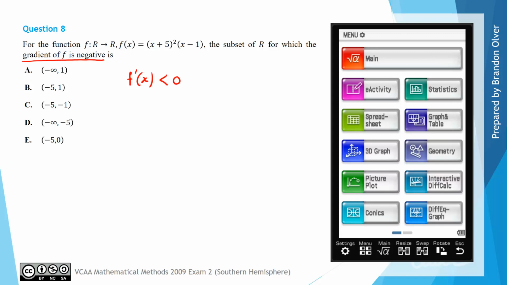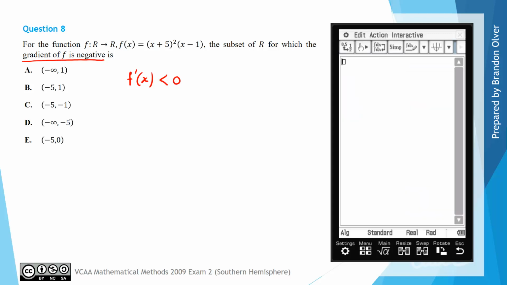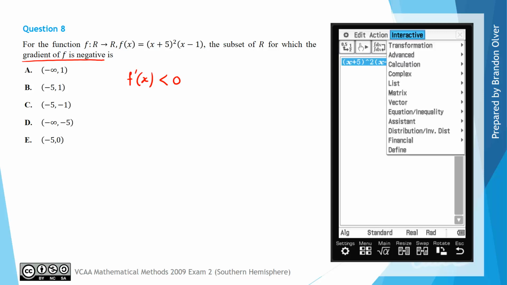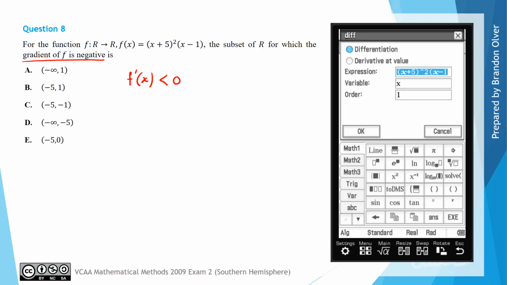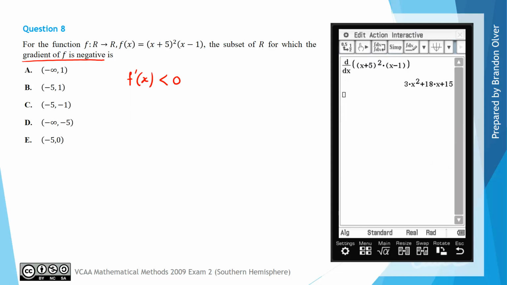On the CAS calculator, go into the main menu. Next, what we want to do is type in an expression for the function f. So we had (x plus 5) to the power of 2 multiplied by (x subtract 1). And the first thing we want to do is calculate the derivative. So we go interactive, calculation, diff, and we click OK, and that is an expression for the derivative f dashed of x. And from the CAS calculator we found that the derivative had an equation 3x squared plus 18x plus 15. So we want when that is less than 0.